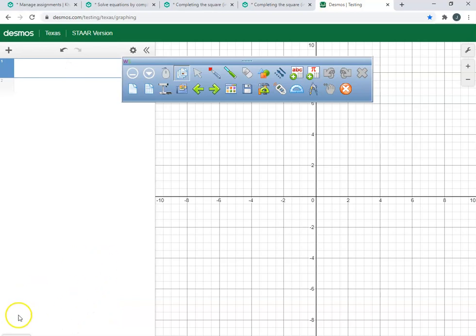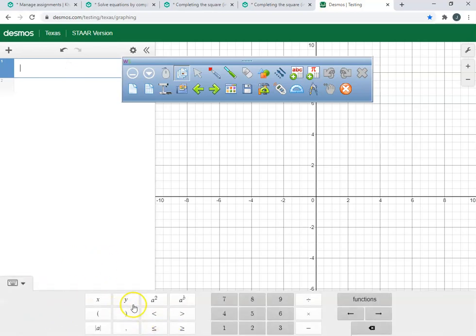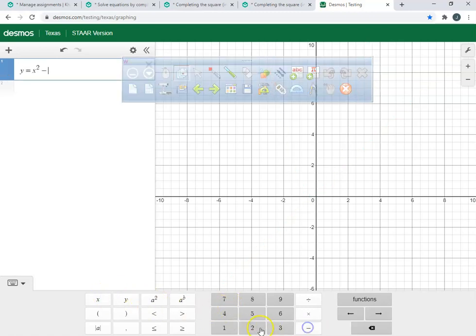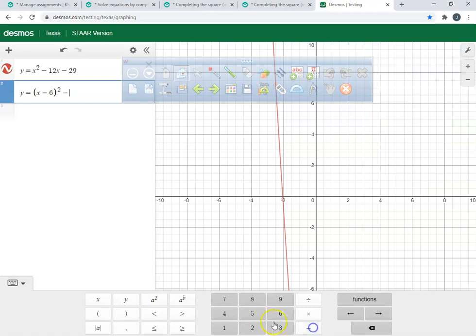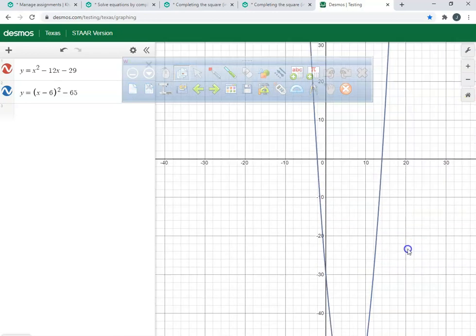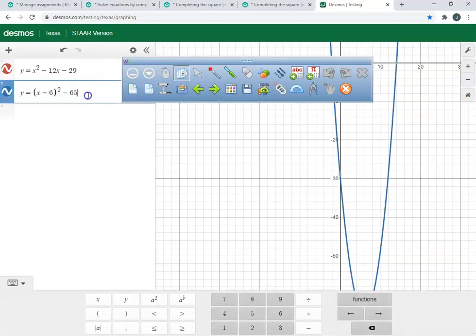Now our original equation was y equals x squared minus 12x minus 29. That was our original equation. But our new equation, I'm just using y equals instead of f of x, was y equals parentheses x minus 6 squared minus, what did we say, 65? Now check this out. I'm going to zoom out. I want you to check. Do you see how they're the exact same?